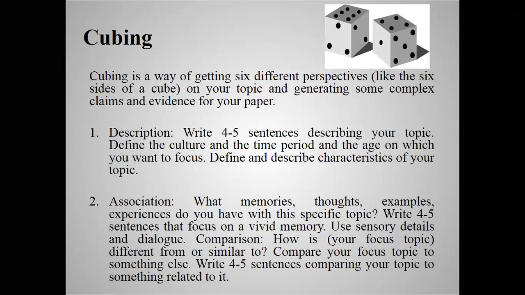After that we have the step of cubing. If you remember, there are six sides of a cube, and you should also know about all the directions and sides of the topic you are going to present or draft, and generate some complex claims and evidences of your specific topic. So the description should be in 4 to 5 sentences about the topic you are going to draft. Define the culture and time period, age, or whatever depends on the nature of the topic. The main characteristics of the topic should be defined during this portion.